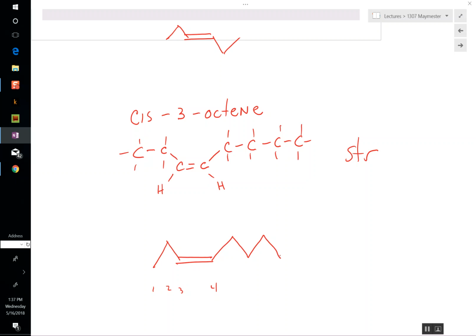Yes? So cis doesn't really mean that they have to have the same exact groups, like that one has 4 carbons and this side has 2? No, it doesn't. Here's what's cis in this case. That's the thing that's common. What's common is 2 hydrogens right there. Yeah, so that's what's common right there. Yeah, okay.